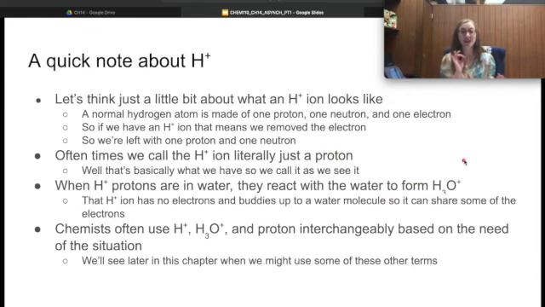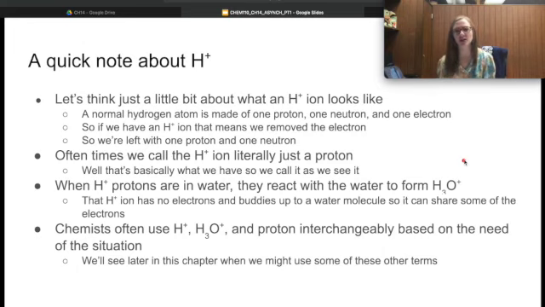Okay, so when we're talking about Arrhenius acids, I brought up this H+ ion. I want to take a quick moment to talk about the H+ ion before we move on to the Arrhenius base definition. This is going to be important as we start to differentiate our definitions of acids and bases, Arrhenius versus, spoiler alert, Bronsted-Lowry. So I want to have a little bit of a conversation about the H plus ion. Let's think about what an H plus ion looks like.